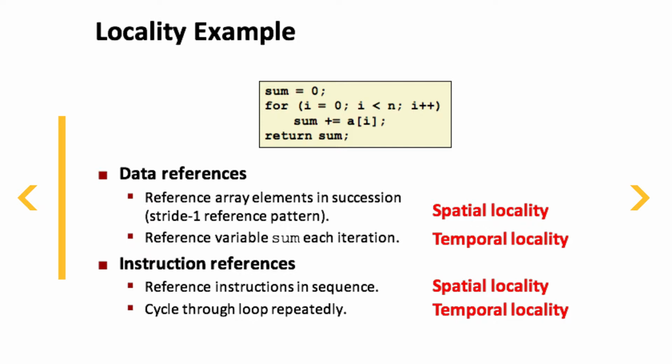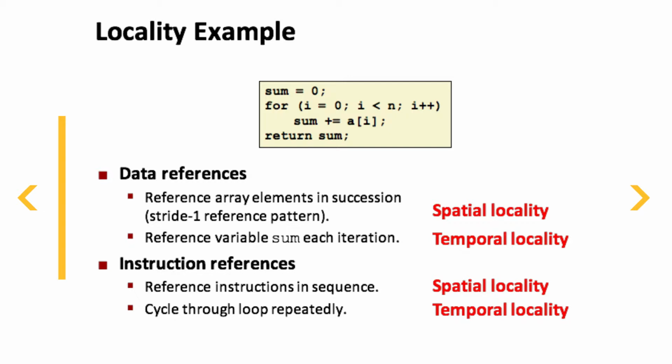We reference the variable sum with each iteration, right? So every time we loop through here, we're accessing that sum variable again because we have to read it, we have to increment it, we have to assign to it. So that's good temporal locality. Remember, temporal locality means that if we access a particular item in memory, the odds are very good that we're going to reference either that exact item or something close to it very soon.